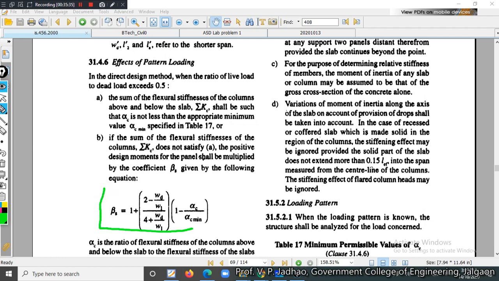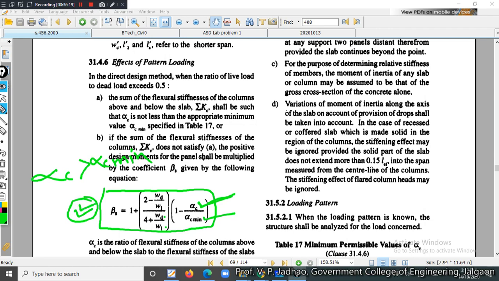The modification factor is given by this formula: beta s is equal to 1 plus (2 minus WD upon WL) divided by (4 plus WD upon WL), multiplied by (1 minus alpha c upon alpha c minimum). Here WD is the dead load and WL is the live load, and alpha c is the value we have already calculated. Why are we calculating this alpha value? Because if alpha c is greater than alpha c minimum, then we have to apply corrections to the bending moment.